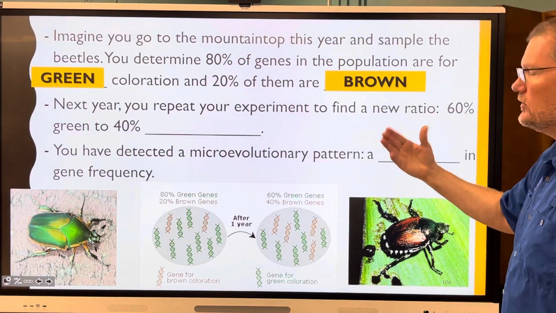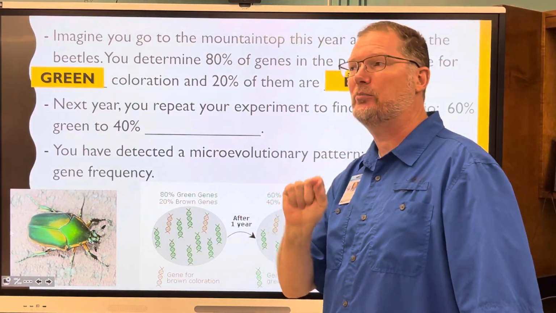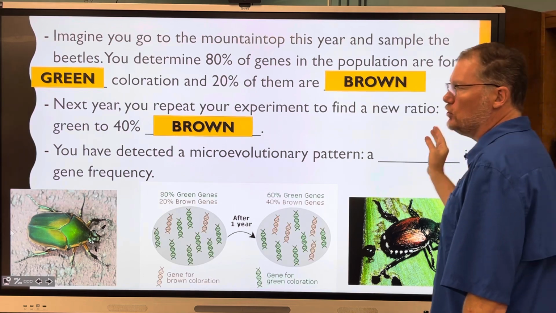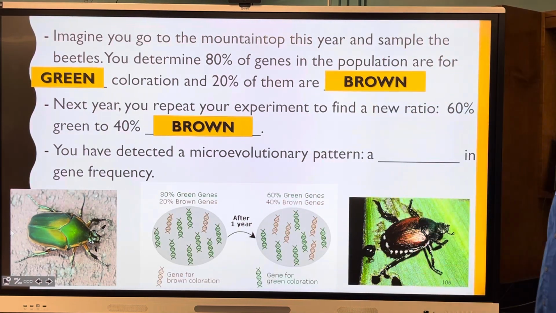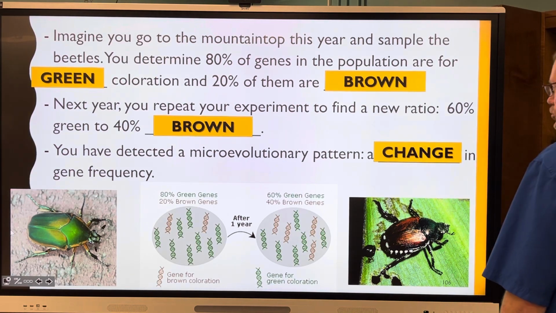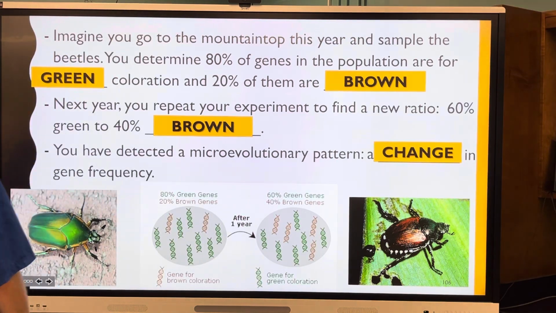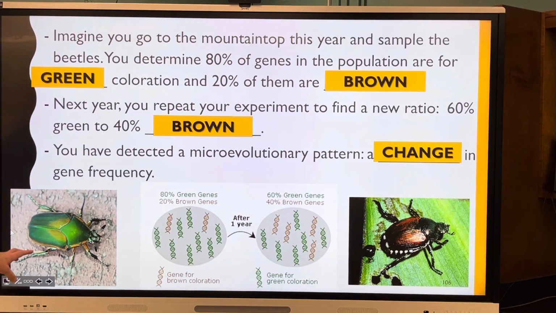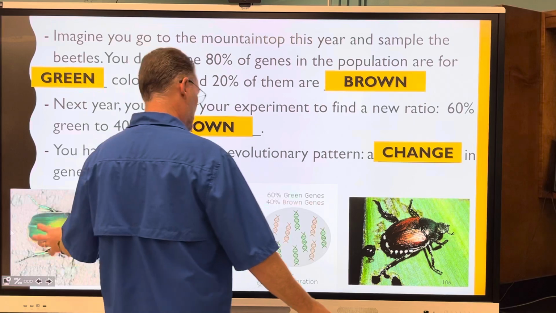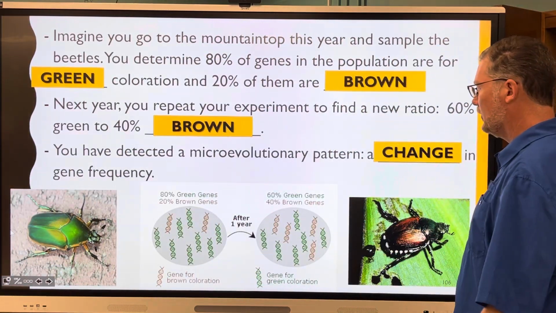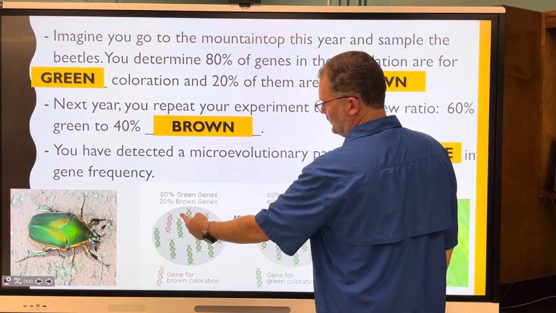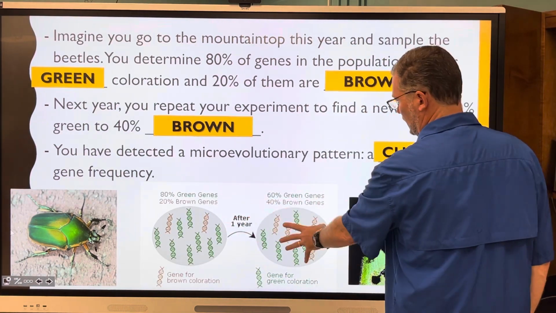Next year, you go back to the same exact place where the same exact population is and repeat your experiment, and you find a new ratio. Somehow, now they are 60% green and 40% brown. You have detected a microevolutionary pattern, a change in gene frequency, and that's what microevolution is. And here's a visualization of, these are actually, I think, different species, but you'd have to be doing the same species. So first year, second year.